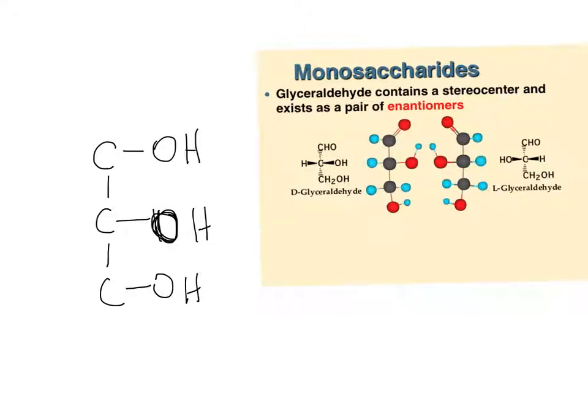OH, and then each carbon has to make 4 bonds, and so the remaining bonds around each carbon is a hydrogen. So the top and the bottom one have 2 hydrogens, and the middle one has 1 hydrogen. But to make it glyceraldehyde from glycerol, you just turn one of the terminal alcohols into an aldehyde. So that's why I didn't want to put the hydrogens in yet. And so now we have glyceraldehyde.